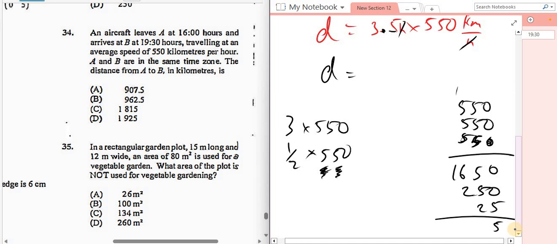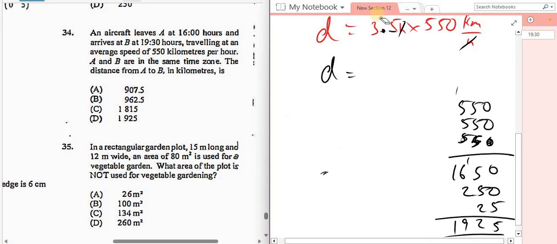And what do you get? 1650 plus 250 plus 25. I mean, some people might not want to go through all that and just simply do 550 times 3.5. We're going to do that now.